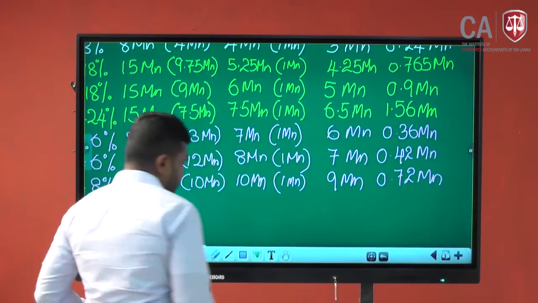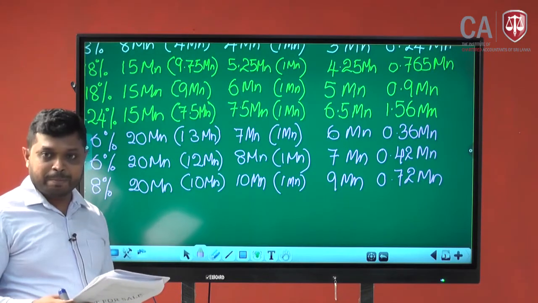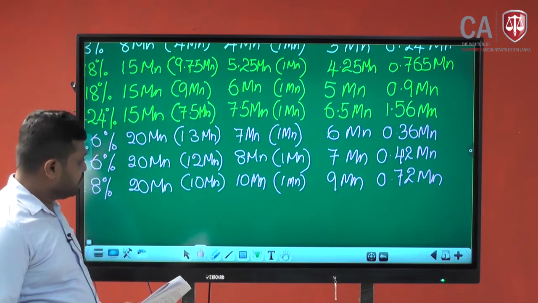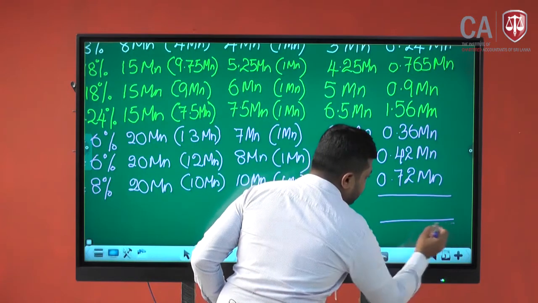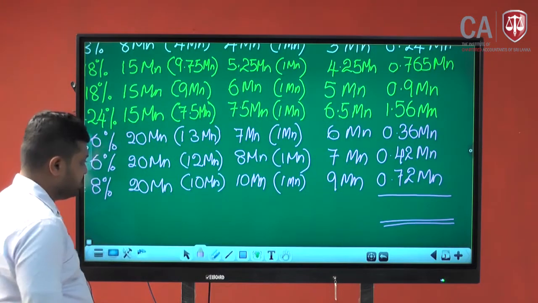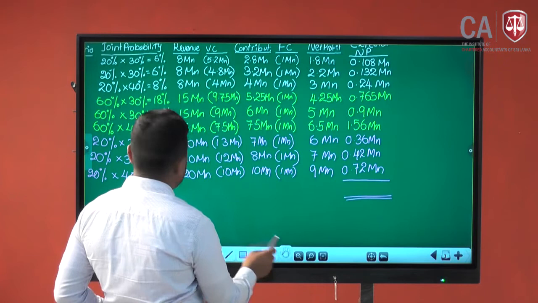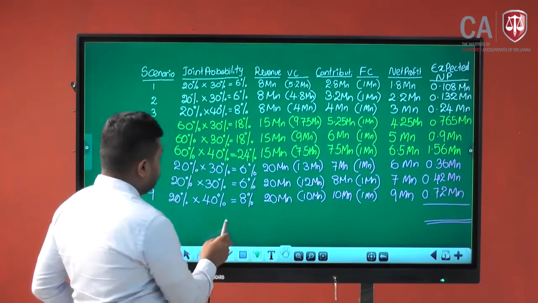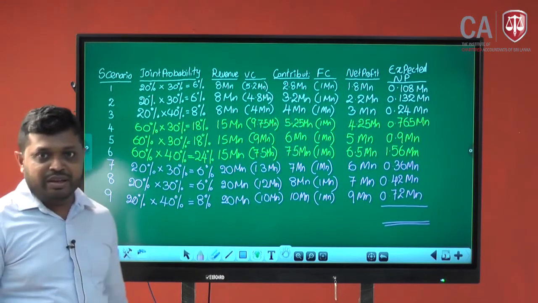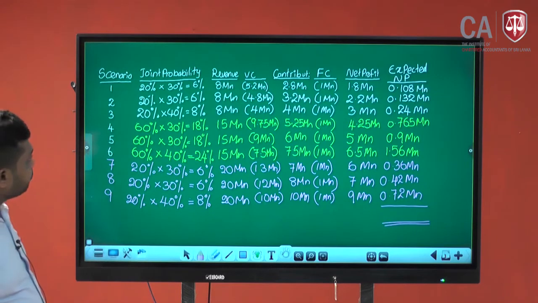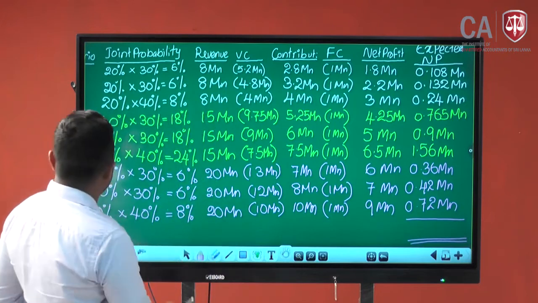Right. Now you have already completed the working. Now you can look at the expected net profit. Don't know whether you can see or not. Hope it is visible. Okay. We'll put this.